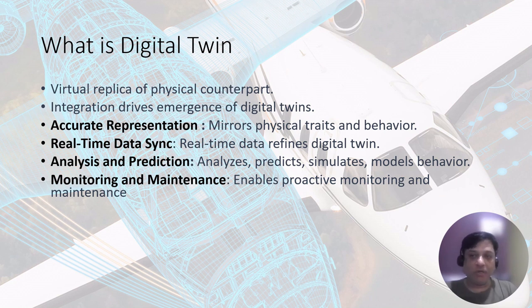The fourth one is monitoring and maintenance. So, in this, we use the digital twins for continuous monitoring and maintenance optimization. By analyzing the real time data that we get and comparing it to its expected behavior, anomalies and potential issues can be identified early and enable proactive maintenance.